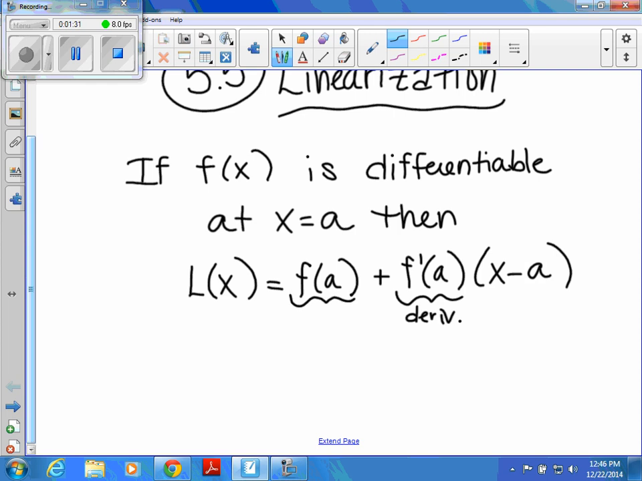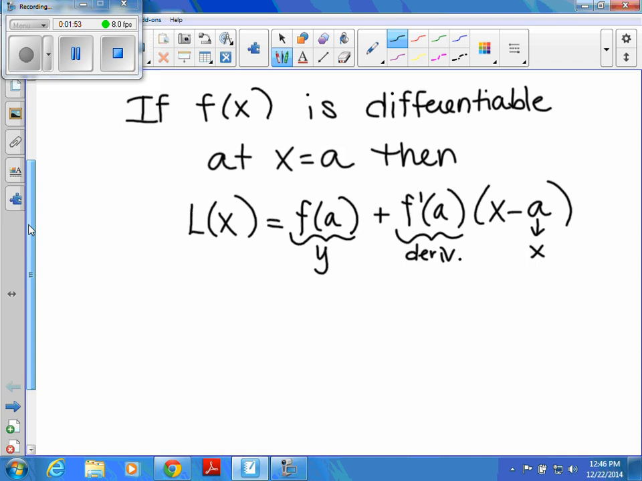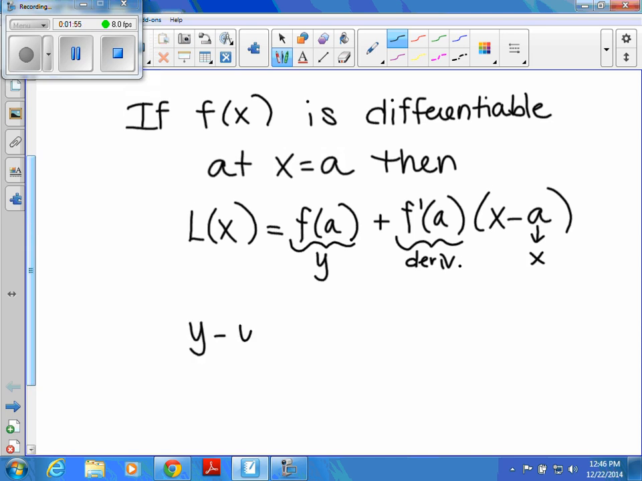What does f of a stand for? F of x, f of a. Doesn't that stand for y? And won't the a stand for x? So, I don't know why they're doing this, but this is basically what they're teaching. Okay, they're basically teaching you this: y minus y1 equals m times x minus x1.